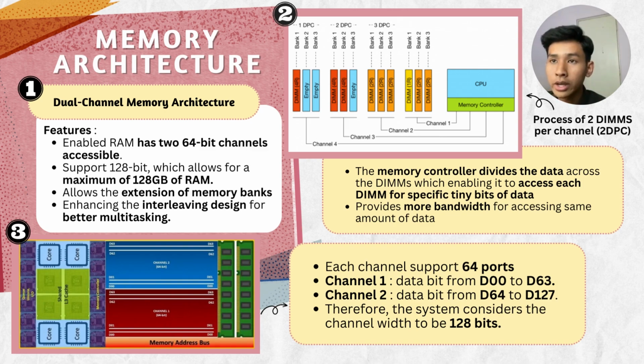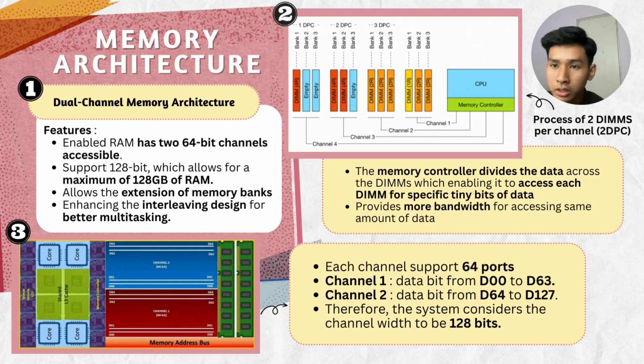If we take a look at the second diagram, this is the process of two DIMMs, which is the short form of dual inline memory module. The memory controller divides the data across the DIMMs, enabling it to access each DIMM for specific tiny bits of data. It provides more bandwidth for accessing the same amount of data.